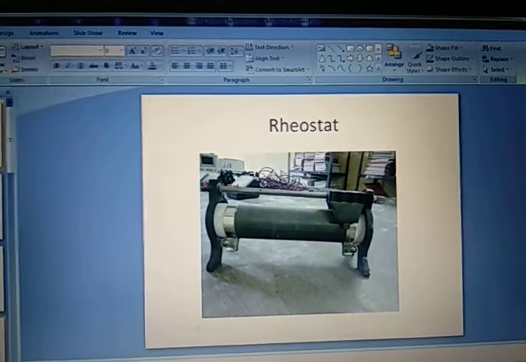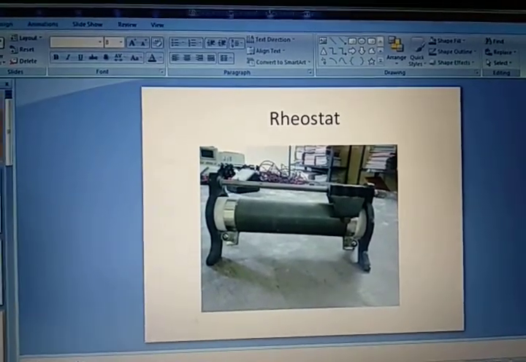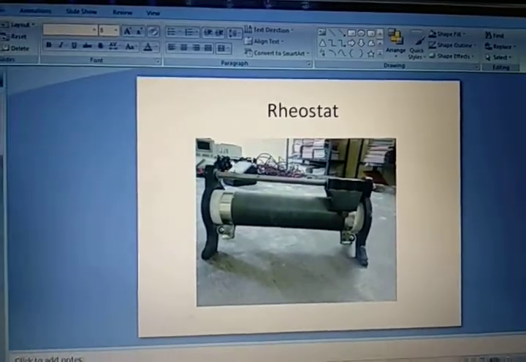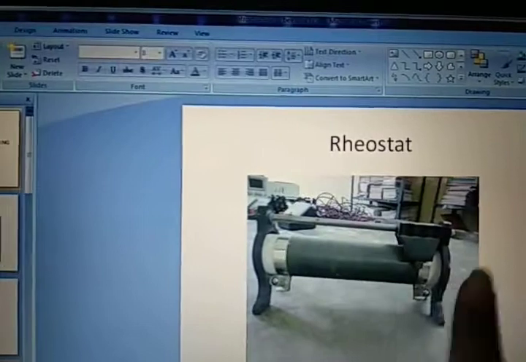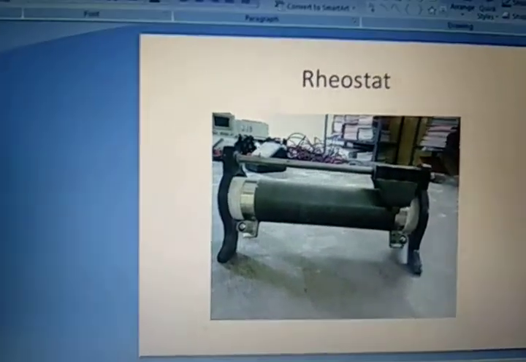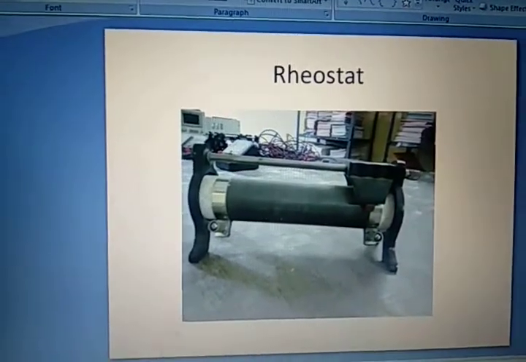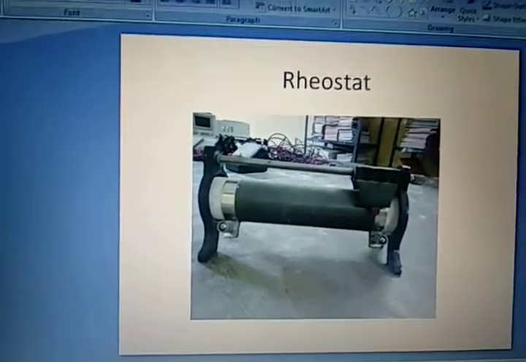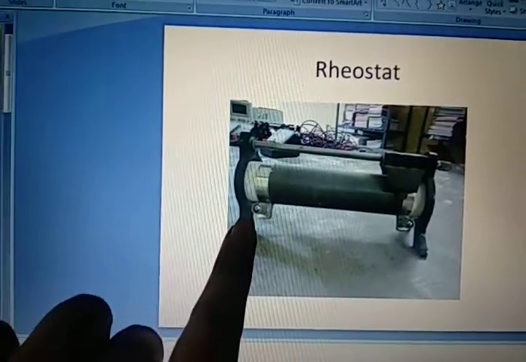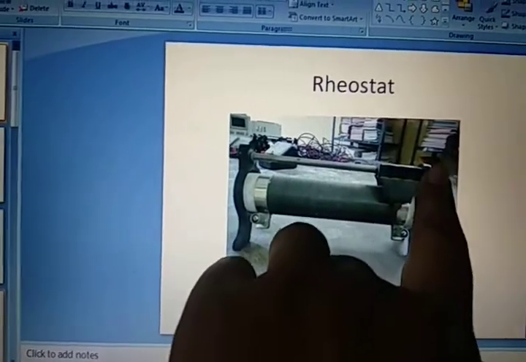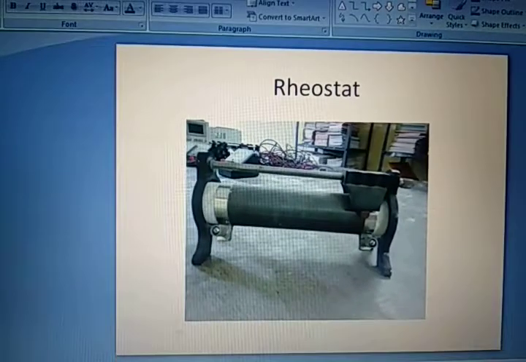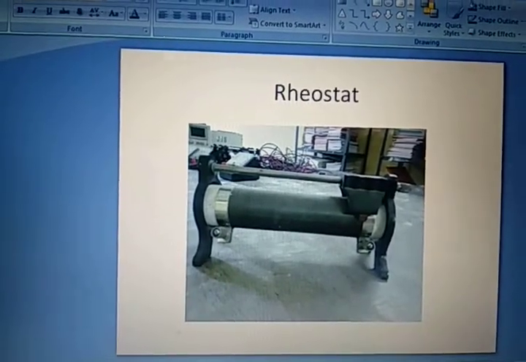A rheostat is one kind of resistor where we can adjust the value of the resistance. We are observing there is one clip, and by adjusting this clip we can manage the voltage. We can adjust the resistance according to our requirement. In this rheostat there are three ports, these two ports and another third one. Depending on the connection, we can use this as a fixed resistance or a variable resistance.